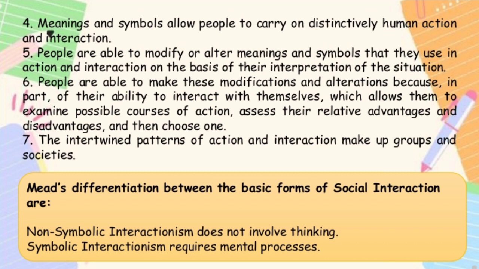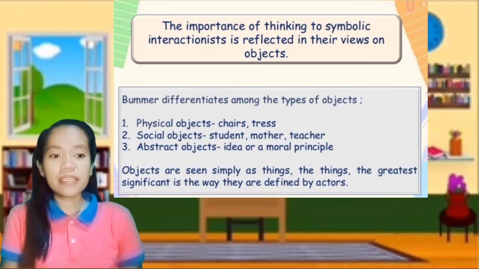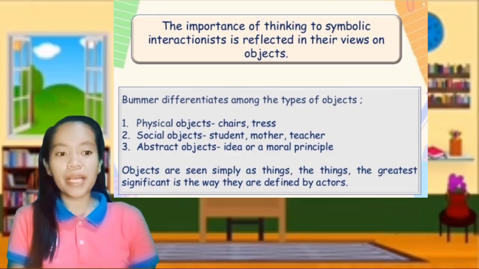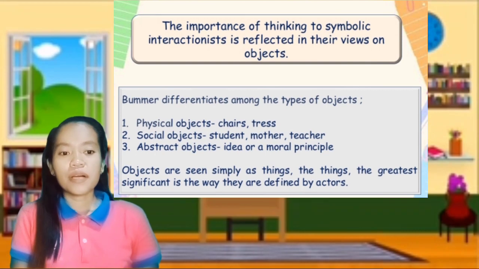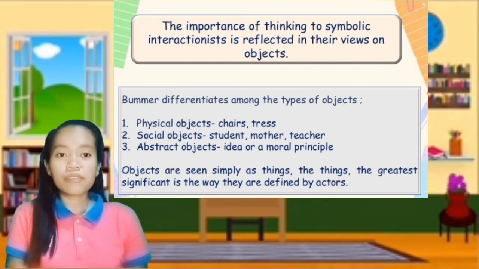This means differentiation between the basic forms of social interaction: non-symbolic interaction does not involve thinking. Symbolic interactionism requires mental processes. The importance of thinking to symbolic interactionists is reflected in their views on objects. Blumer differentiates among the types of objects. So objects are seen simply as the things; the greatest significance is the way they are defined by actors.